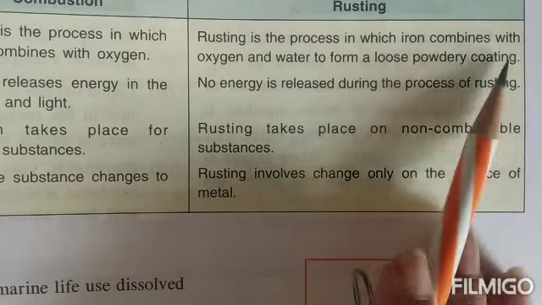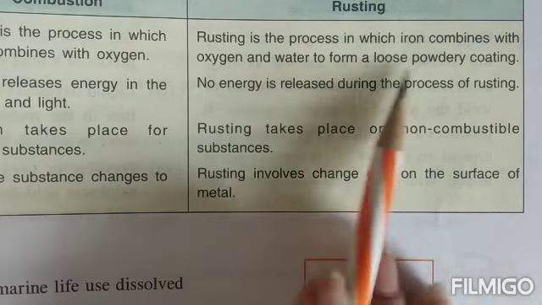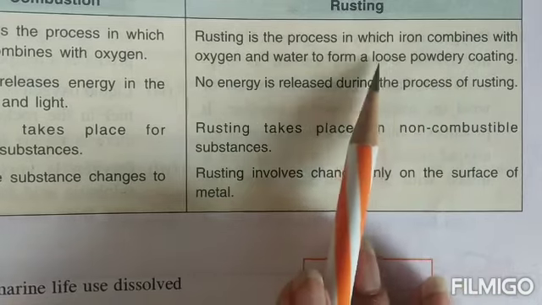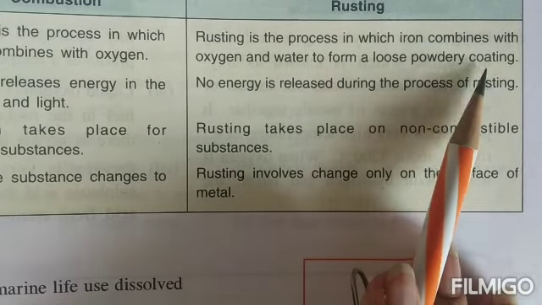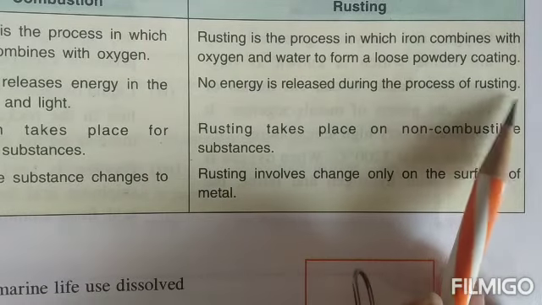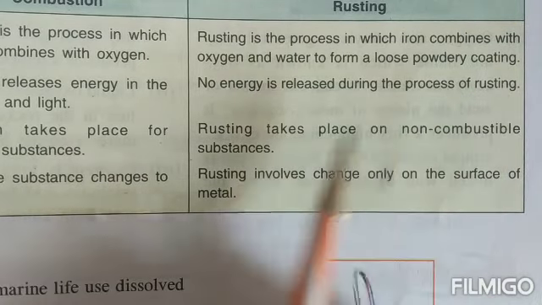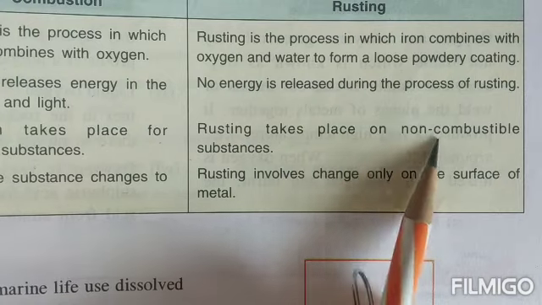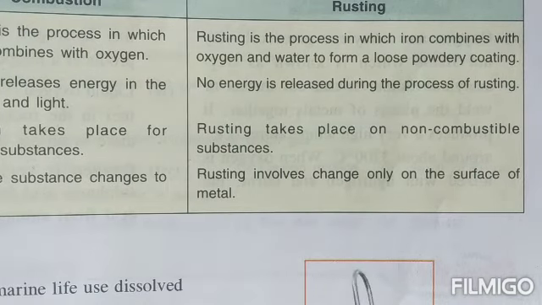Rusting is a process in which iron will combine with oxygen and water in order to form a brown loose powder coating, which is known as rust. No energy is released during the process of rusting. Rusting takes place on non-combustible substances, that means something which will not burn, like iron does not burn, so it is a non-combustible substance and it undergoes rusting. Last point is, rusting involves change only on the surface of the metal. That means the change can only be seen on the surface.